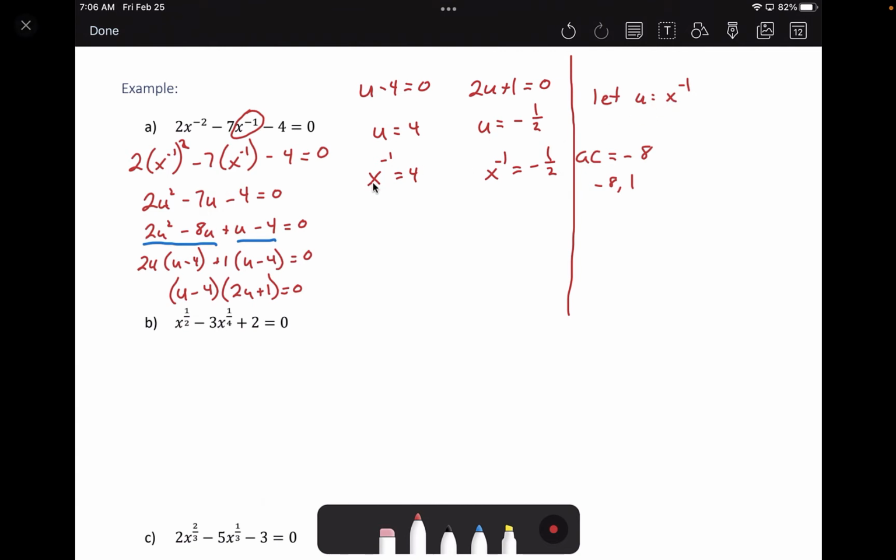x to the negative 1 is the same thing as 1 over x equals 4. So we'll just rewrite those x's as 1 over x. And now solve. For x equals 1, x is equal to 1/4. Then on the other equation, cross multiply it and we get x equals negative 2. Now it's always a good idea to go back and check these just to make sure that you don't have extraneous solutions. In this case, they do both work.